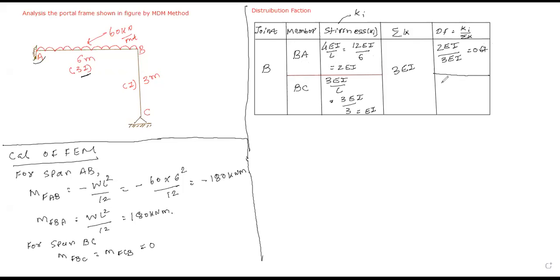Similarly here, EI divided by 3EI, again 1 by 3, that is nothing but 0.33. Please confirm me. Is it clear to all of you? I hope it is clear to all of you. Fine. Next step. Can anyone tell me what is the next step?